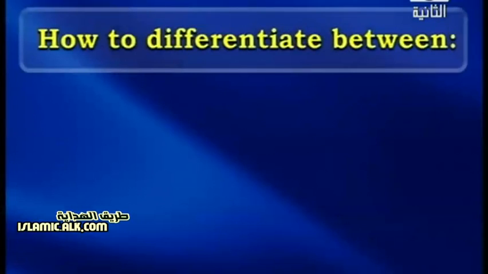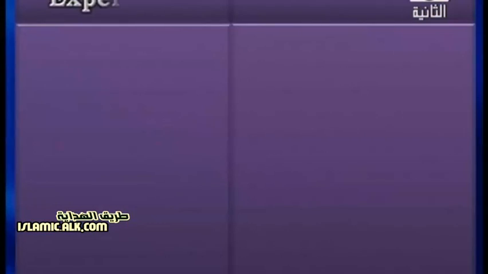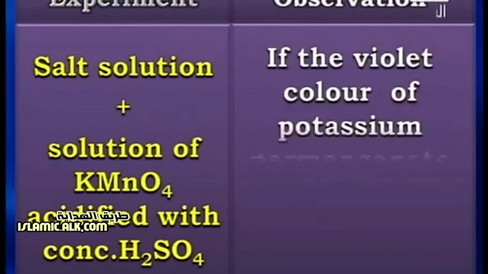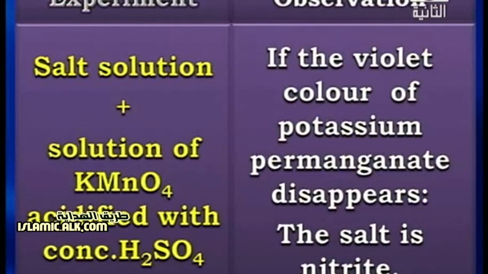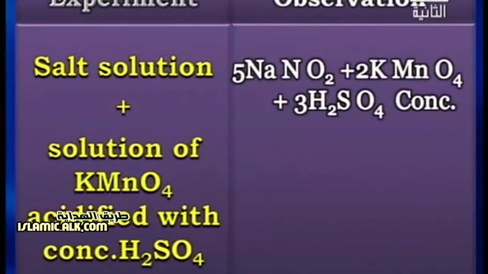My dear student, another question: how to differentiate between sodium nitrite and sodium nitrate. Here, by adding the salt solution to a solution of potassium permanganate, which is acidified with concentrated sulfuric acid, if the violet color of potassium permanganate disappears, the salt is nitrite. But when the violet color remains, it will be nitrate.